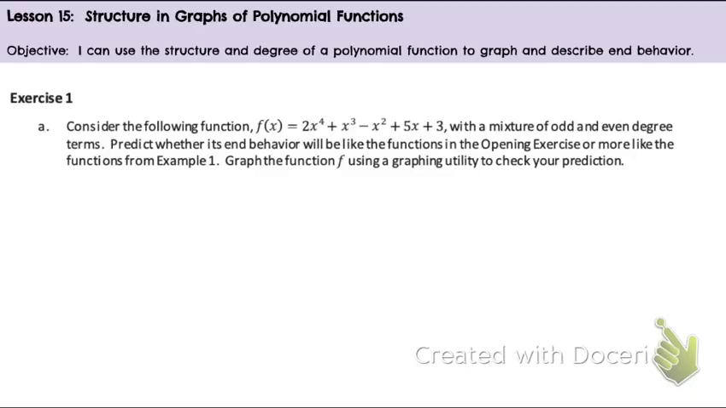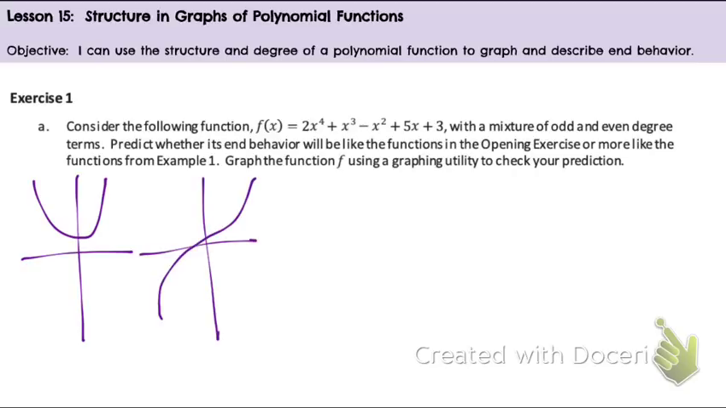Okay. Exercise number 1 said to consider the following function. F of x equals 2x to the 4th power, so it's an even degree function, plus x cubed minus x squared plus 5x plus 3, with a mixture of odd and even degree terms. Predict whether its end behavior will be like the functions in the opening exercise or more like the functions from example 1. Graph the function using a graphing utility to check your prediction. So what you're trying to figure out is, is it going to look more like this, or is it going to look more like this? That's where these are headed in different directions.